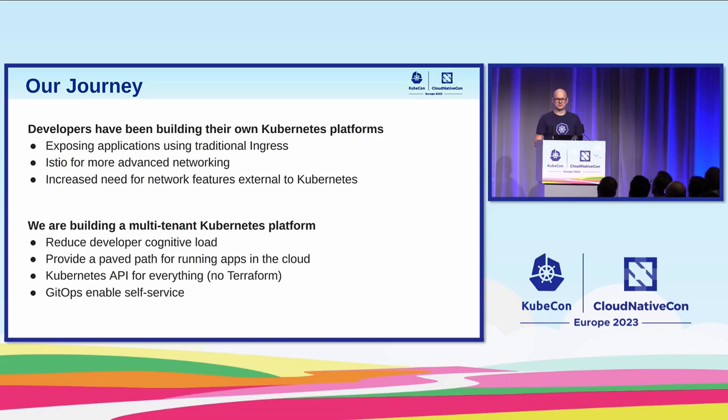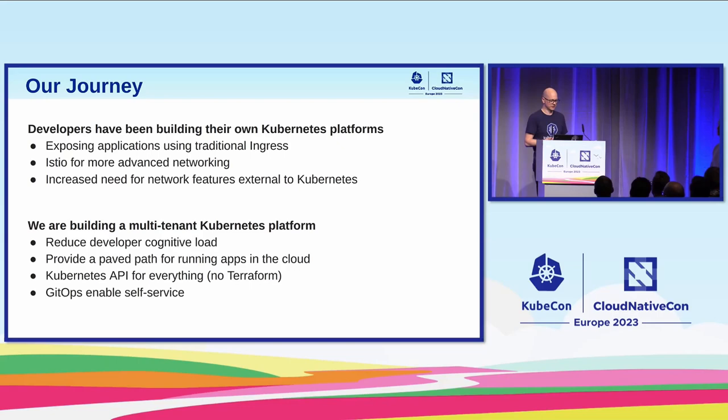One of the main principles we are aiming towards is to use the Kubernetes API for everything. So whether we want to deploy an application, configure our network, or provision a database, we would use the Kubernetes API, but we would, of course, expose it with some kind of abstraction on top. But we don't want to take away the freedom and autonomy that our developers have today. So we will use GitOps to enable self-service.